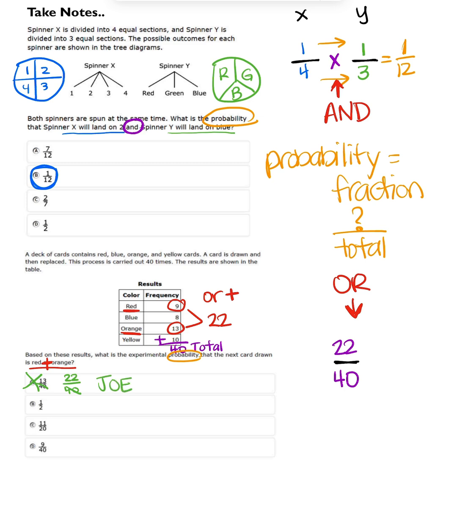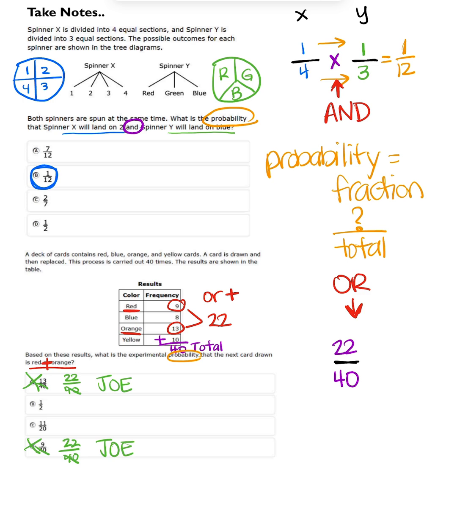Same thing for D. If I write 22 over 40 next to it, the 40s match, but you can clearly see the 9 and the 22 don't. So that is a Joe Schmo. So now it's between B and C, and I can see that one is 1/2 and the other is 11/20. So I've got to figure out which one is equivalent. So you have three options for seeing if it's equivalent.